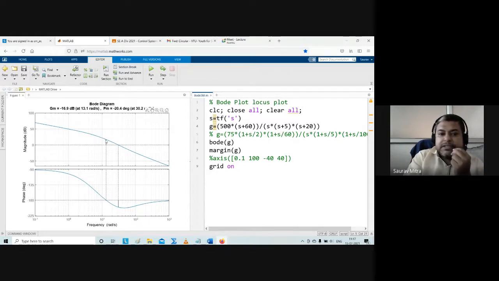Then 20 to 60. So 20 to 60, 60 is coming somewhere here. So this is 10, 20, 30, 40, 50, 60. So somewhere up to here, the slope is minus 60 dB per decade in this range. And after 60, again, it is increasing. Okay, so rate of decrement has become less. You can find it out.